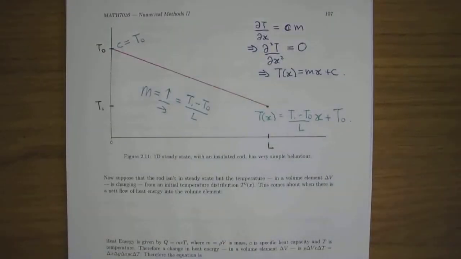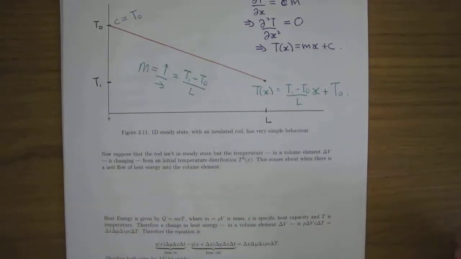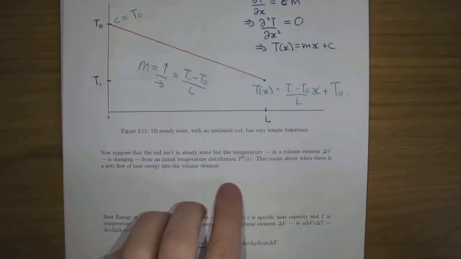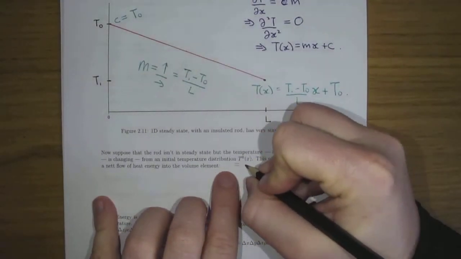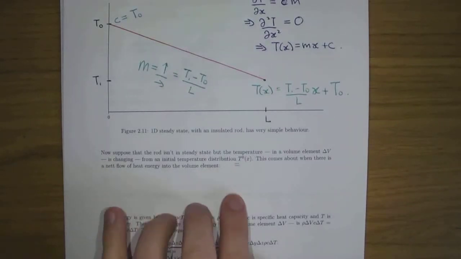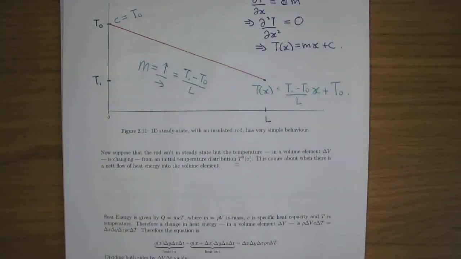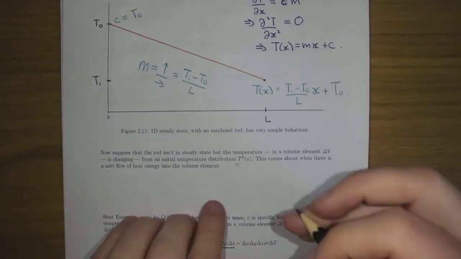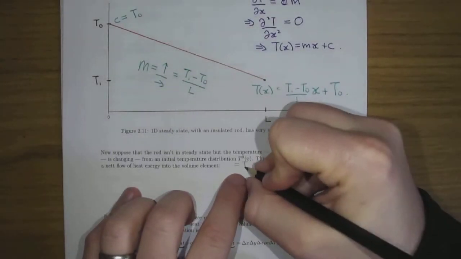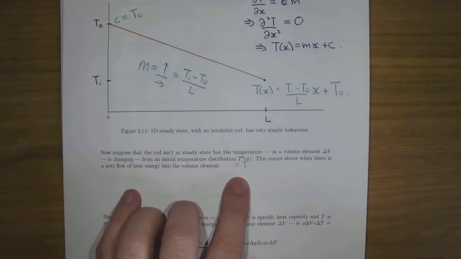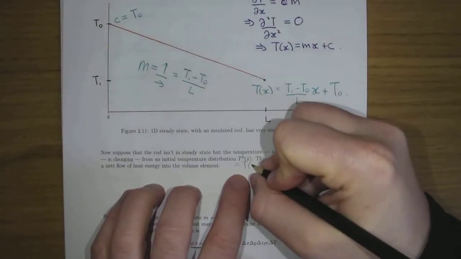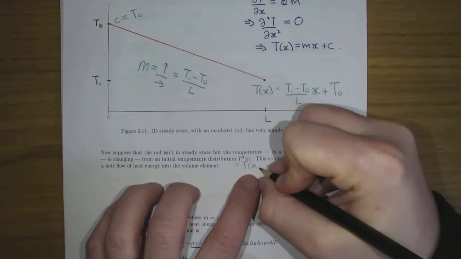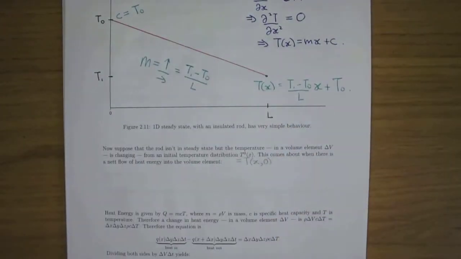Suppose that the rod isn't in steady state, but the temperature in a volume element is changing from an initial temperature distribution, which we'll write like this. Later on we're going to use a rod. This extends to a plate if you really wanted to push it, but we're just going to talk about a rod. We're going to talk about the temperature being a function of distance along the rod and time. So this would be the temperature at a point x at time 0. What we're going to get is a change in temperature.